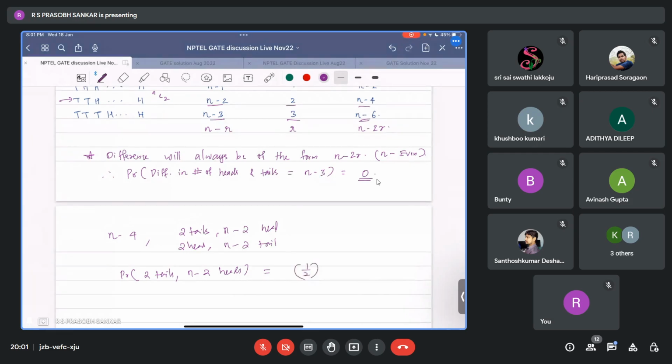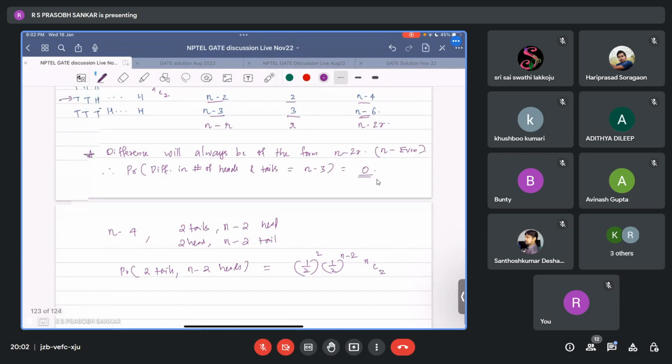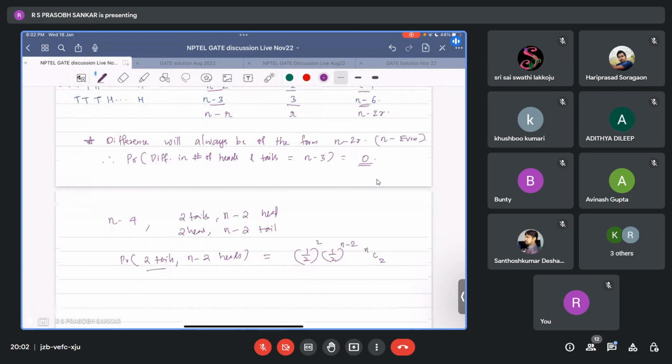Two tails means half raised to 2, and n minus 2 heads means half raised to n minus 2. Doesn't matter. And how many possibilities are there? Two tails out of n, so n choose 2. This is the probability that we get two tails in n. But it could be the other way around also, like it could be two heads and n minus 2 tails. So it will be again this same thing.